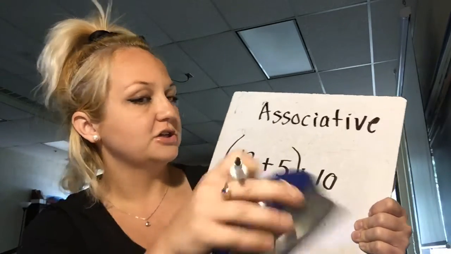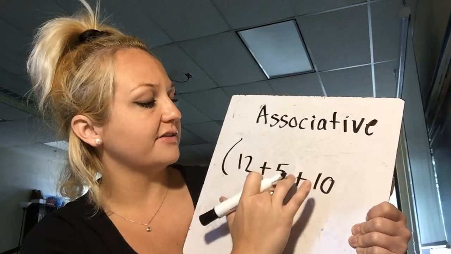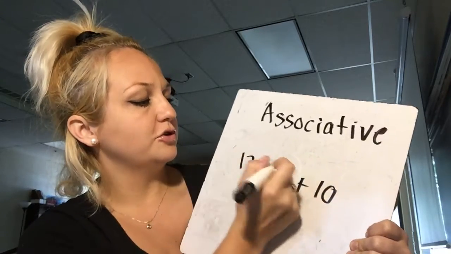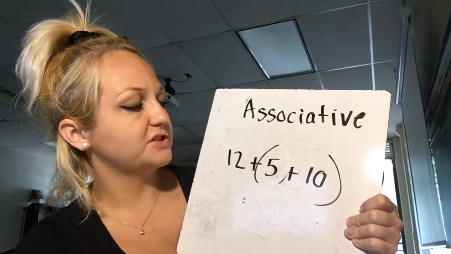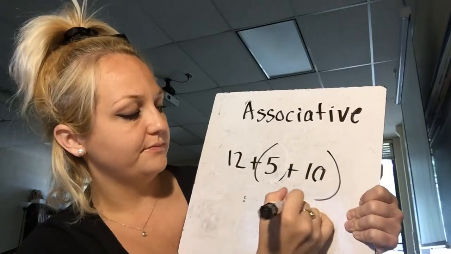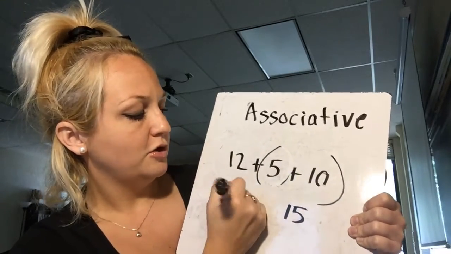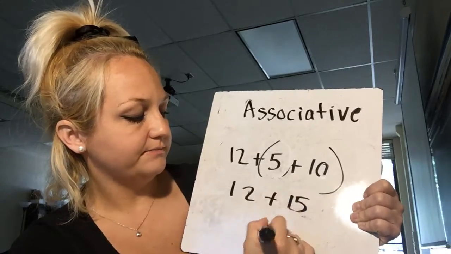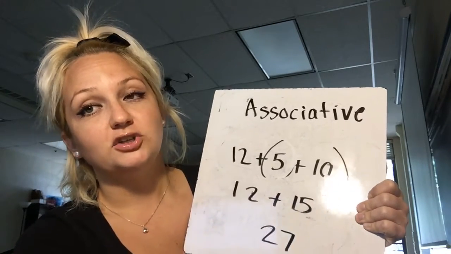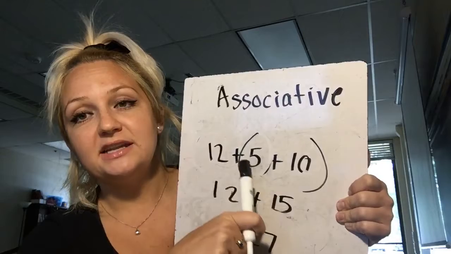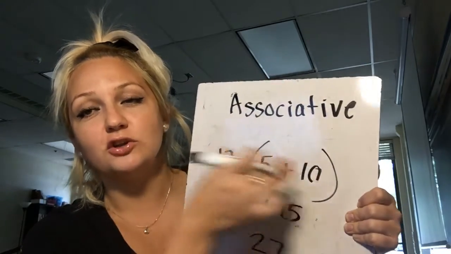Okay, so I'm going to change the groups and we're going to see that the answer is going to stay the same. So I'm not going to group 12 and 5 together. I'm going to group 5 and 10 together. So what's 5 plus 10? 15. What's 12 plus 15? 27. So the associative property has the parentheses. You're changing the groups. Commutative property changes the order. And then identity property is when you add 0 and nothing happens to it. So those are your three properties of addition.